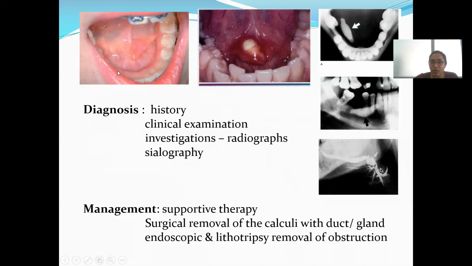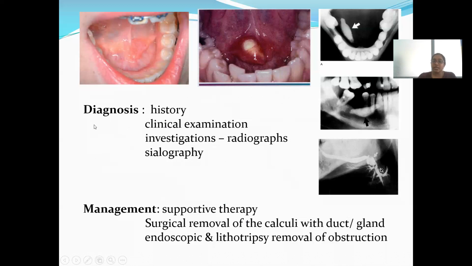Usually it's your Wharton's duct. Sometimes near the opening of the duct, there can be inflammation. In this first picture, maybe it's a smaller stone, which is not seen, but we could have made it out if you had done a palpation. But here, we can see a bigger calculus that can be seen clinically itself. It is near the opening of your salivary duct, where it opens in the oral cavity.